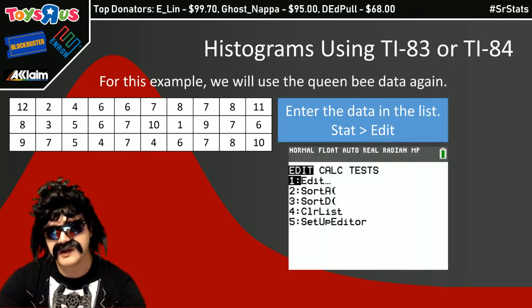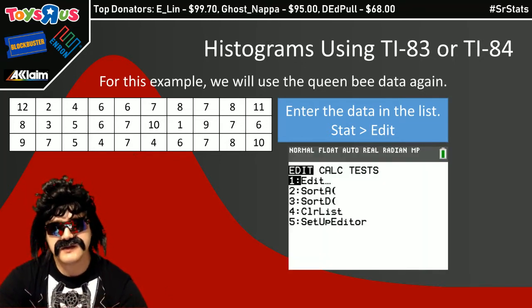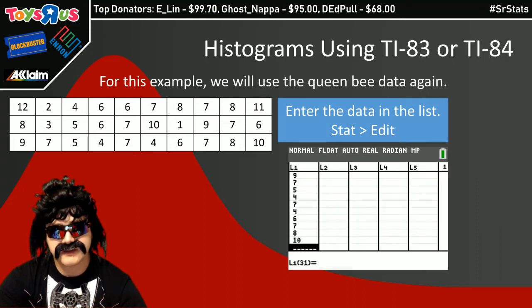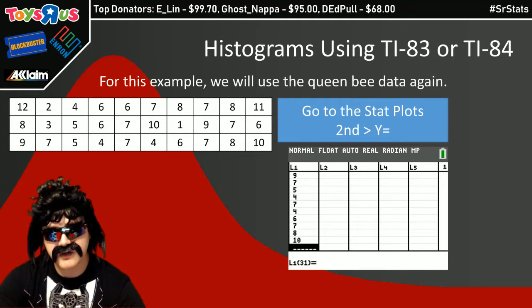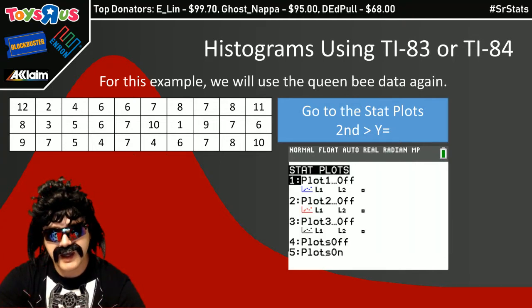It's going to pull up to this screen right here. So you'll see edit, we'll go into there. So you see the screen, you should be at the screen like this. After you've entered in all your numbers, you're going to then go to stat plots. So you hit second y equals. Right, when you do that, you get to a screen that looks like this.